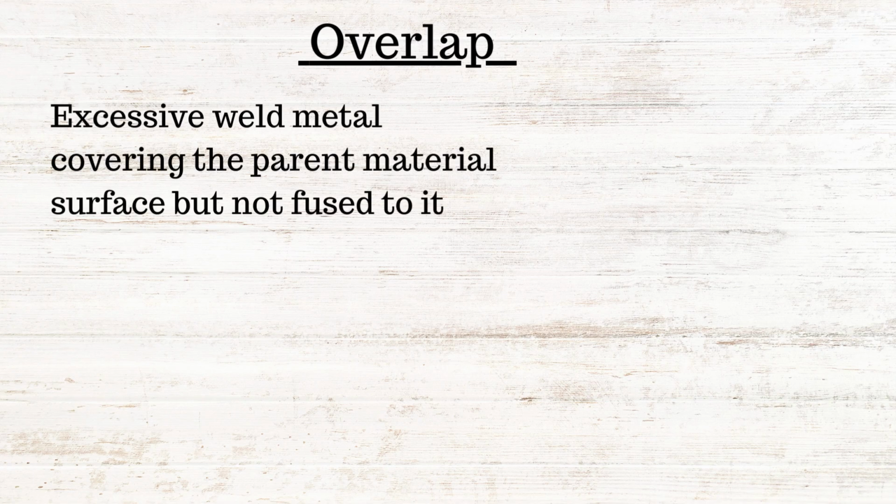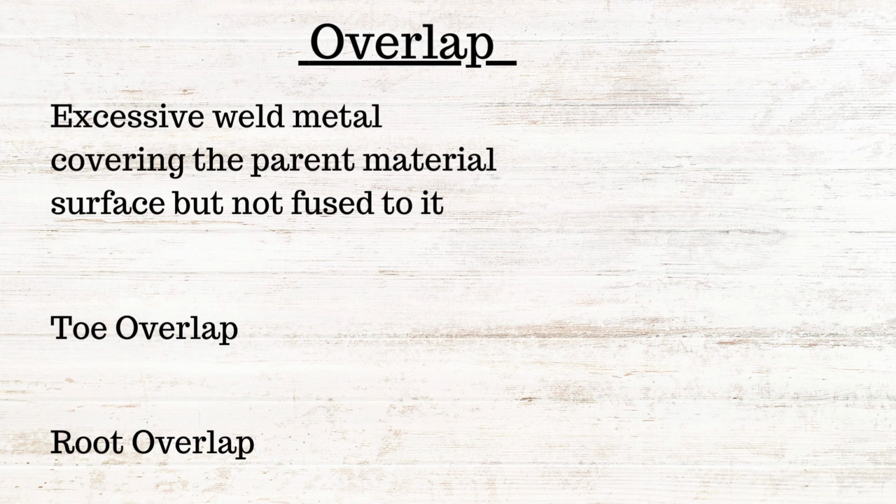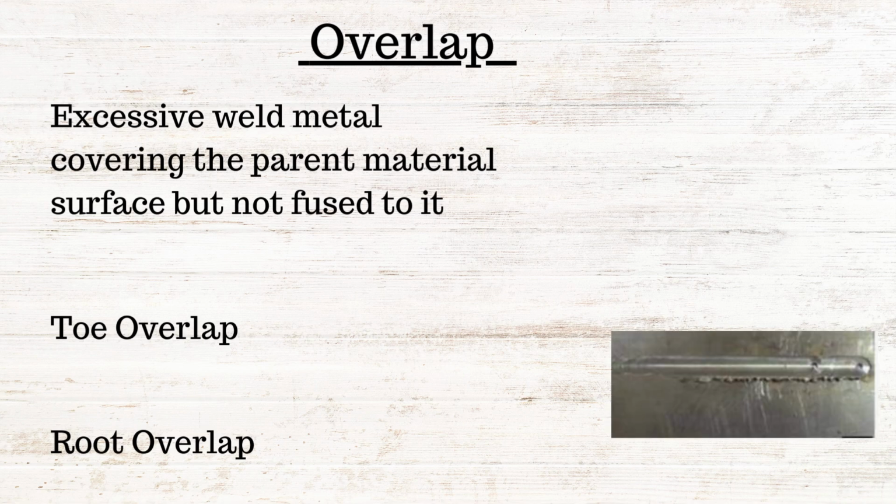Another type of imperfection in the weld is overlap. Overlap is the excessive weld metal covering the parent material surface but not fused to it. So there are different types of overlap. Naming some of them are toe overlap, root overlap, and you can see in the picture both the examples.